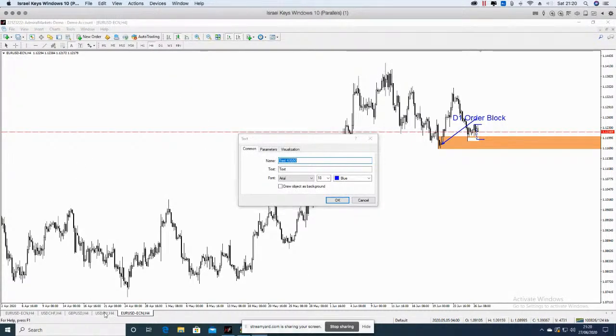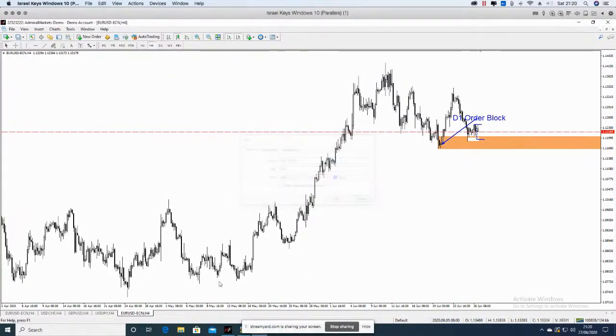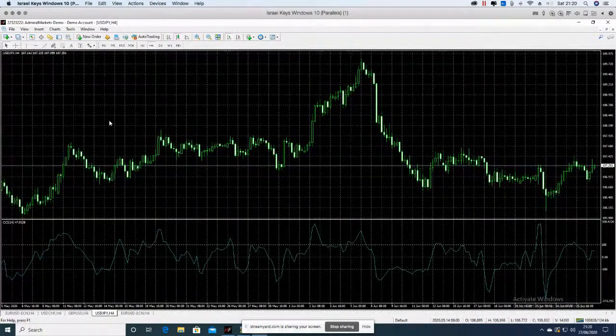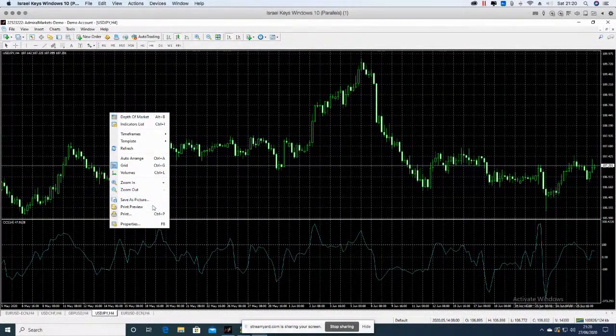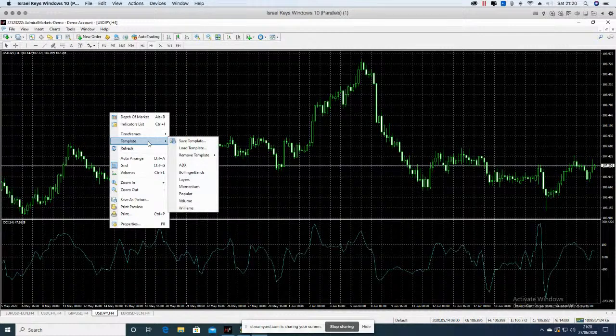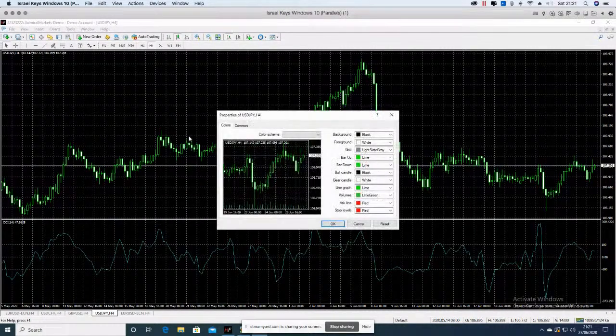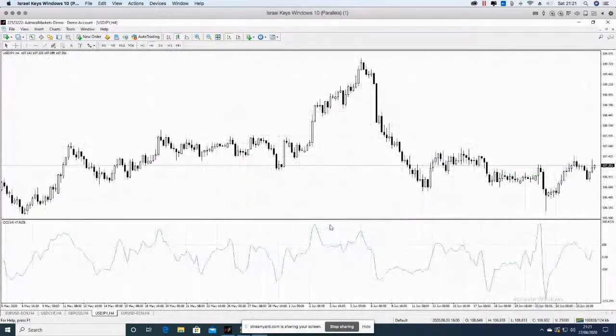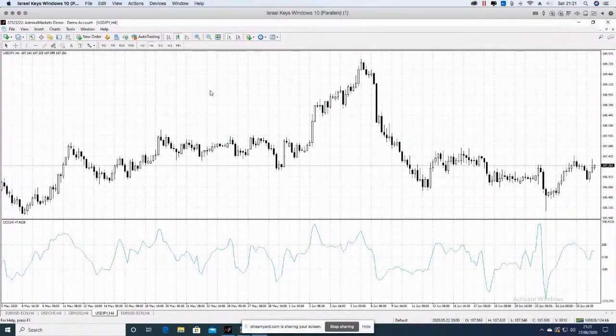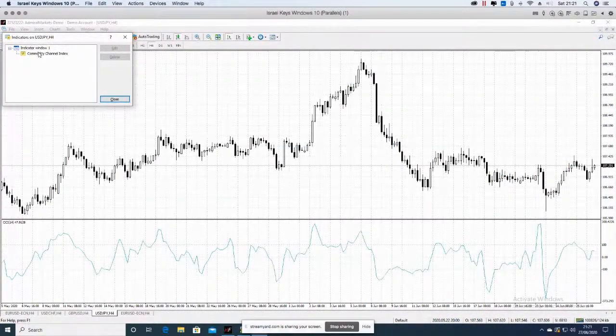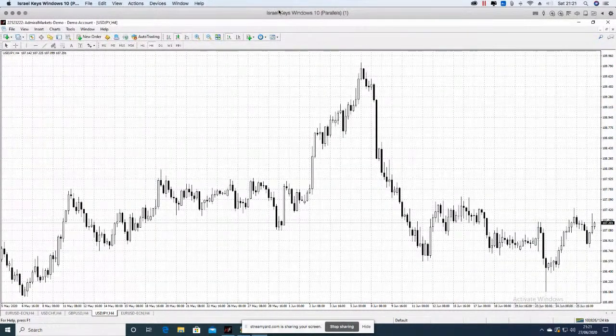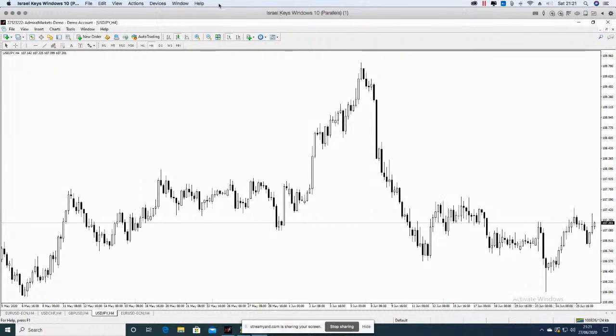Actually, let me open a brand new chart, because I don't want to mess that analysis up. So let me open a brand new chart. Right, so properties. I like the white background. It allows me to see clearly what's going on, but you do you. Whatever works for you is fine. Right, so I'm just going to write this down.